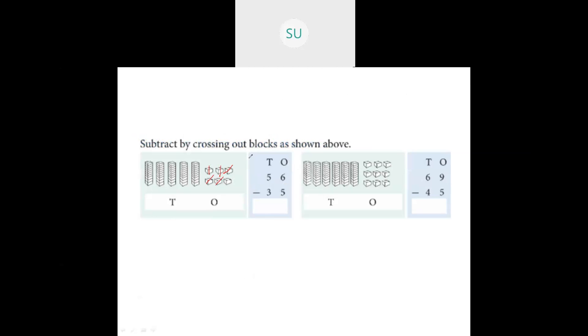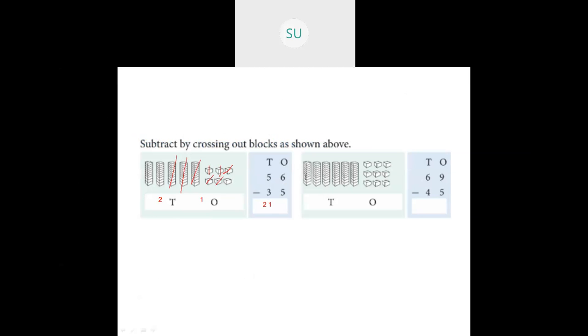So we struck out 5 ones. And then we'll strike out 3 tens. So this is 1 ten, 2 and 3. How many tens are left? We have 2 tens left. So we'll write 2 here. And how many ones are left? 1 one. So now what is the answer? 2 tens and 1 one makes 21. Okay. So this is how you do subtraction by crossing out blocks.